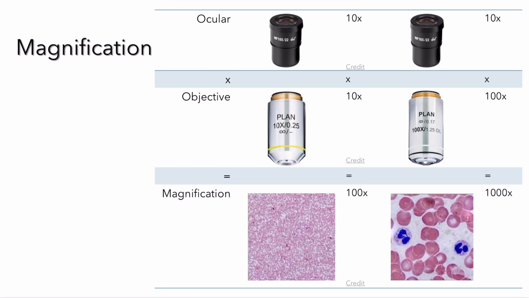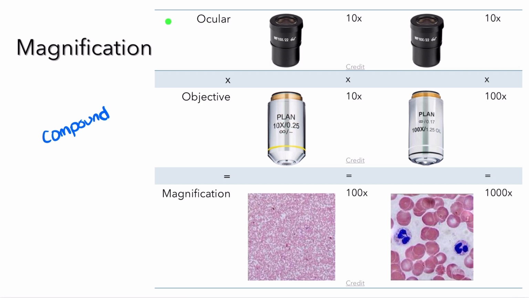To see these shapes and other morphologies, we need to be able to enlarge an image. This is accomplished through a series of lenses. These are referred to as compound lenses. So you'll see the term compound microscope, for instance. And there are 2 sets of lenses.